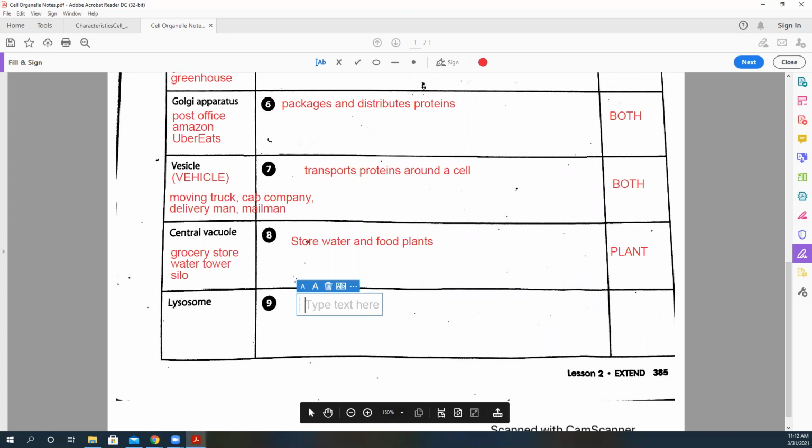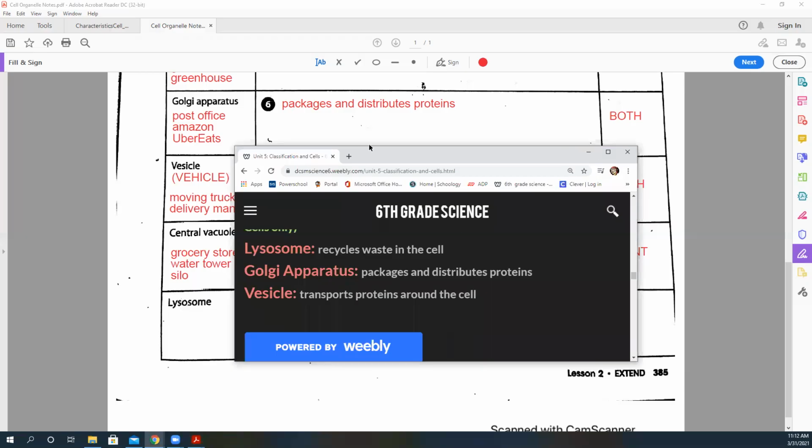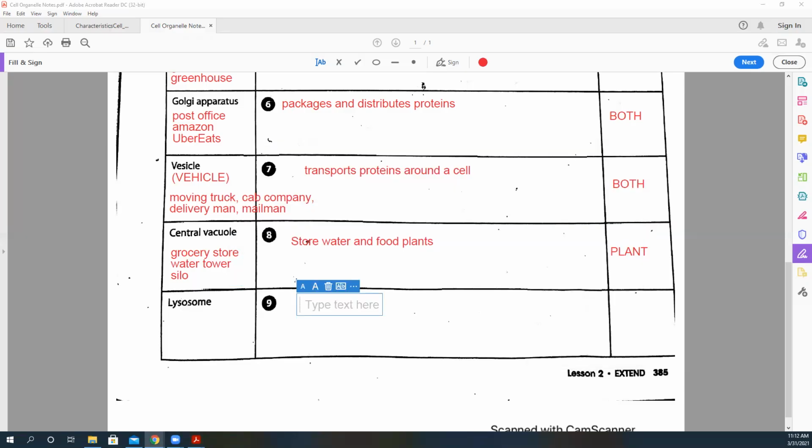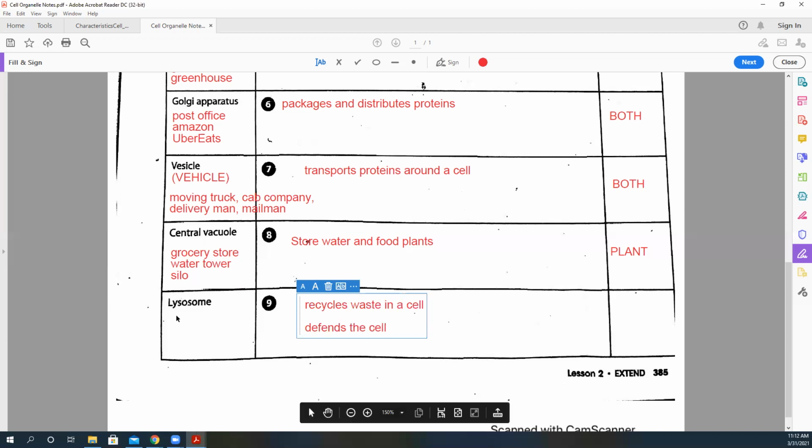A lysosome. Lysosome, what do you think? What do you remember it is? I just put it on the screen, but what is it? I'm gonna say it recycles waste in a cell, and I'll say that defends the cell. So I've had a couple people say it could be what in a cell gets rid of the bad stuff.